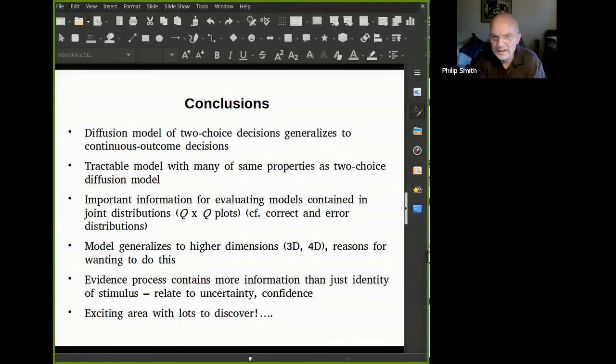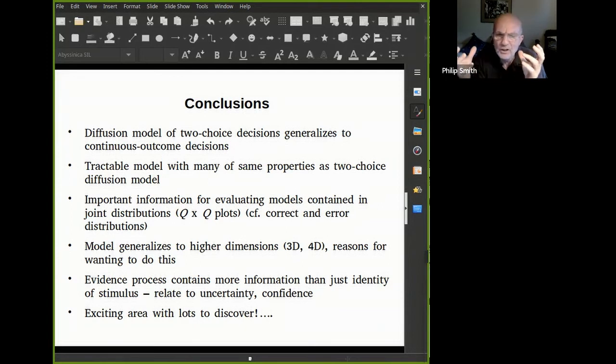In the continuous outcome world, we're now looking at the entire joint distributions. I've shown that the circular model generalizes in a fairly natural and easy way to higher dimensions, and we've looked at 3- and 4-dimensional processes. And I've sketched some reasons for why you might want to do this.